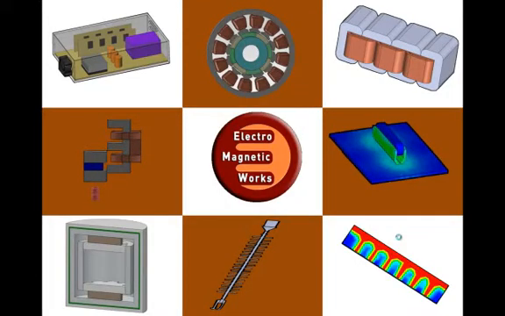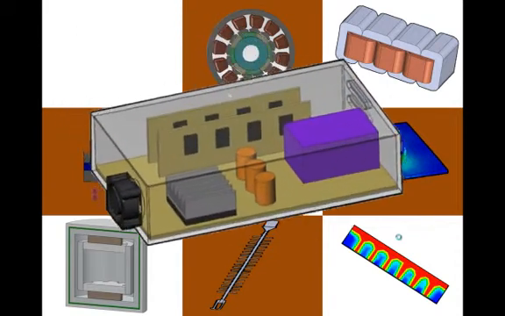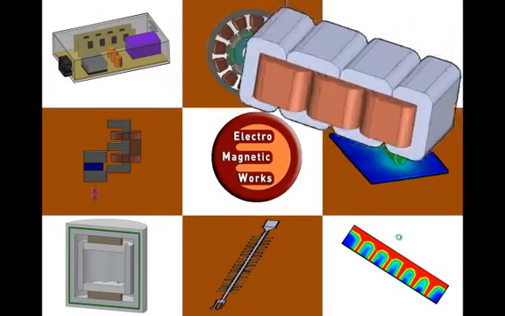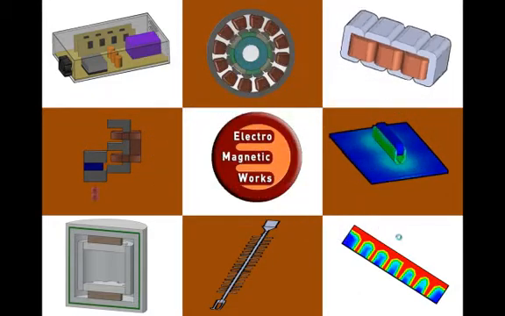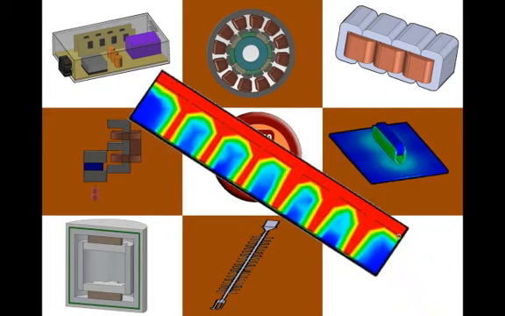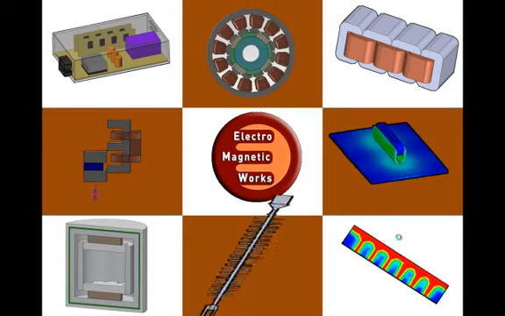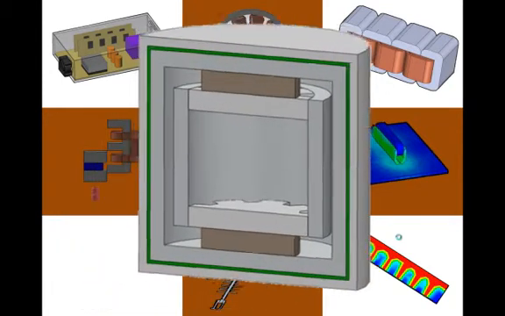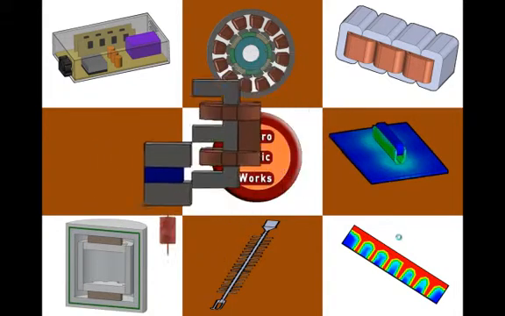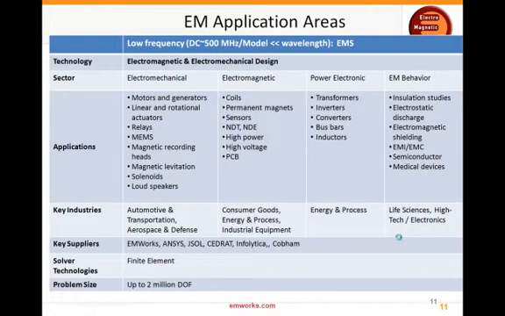EMS is capable of handling many applications, like circuit boards, motors, transformers, lifting machines, solar cells, power lines, shields, moving magnet generators, and many more. It could be useful for different sectors like electromechanical, electromagnetic, power electronic, and electromagnetic behavior.